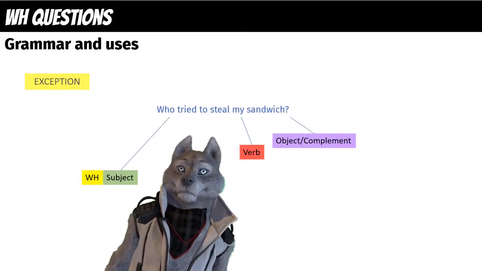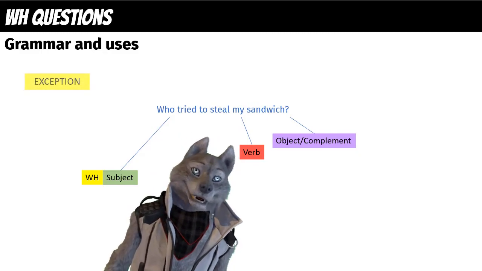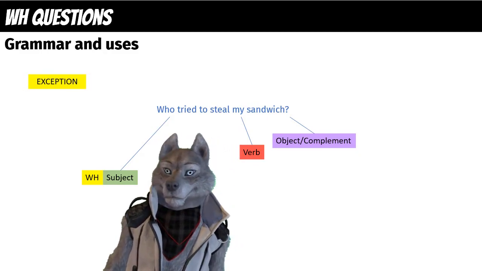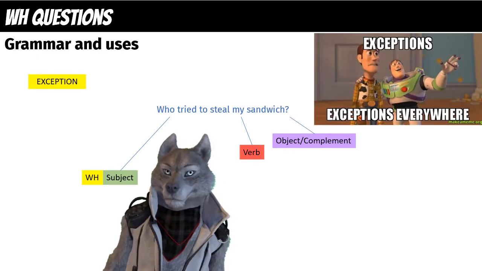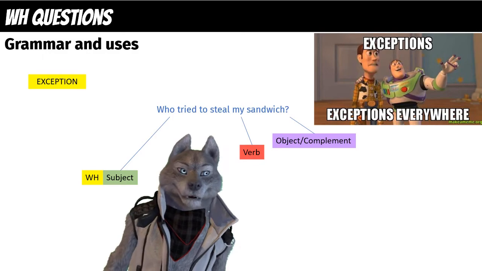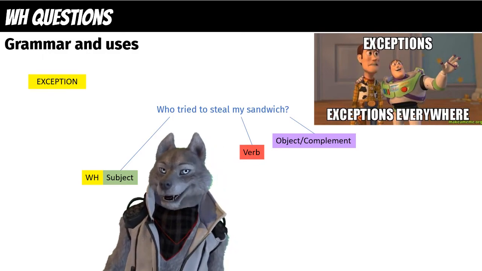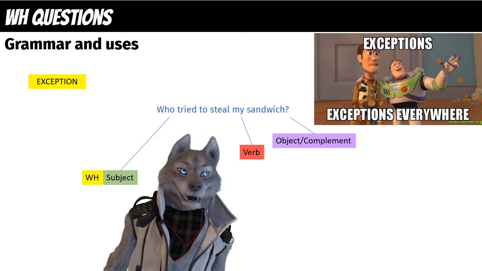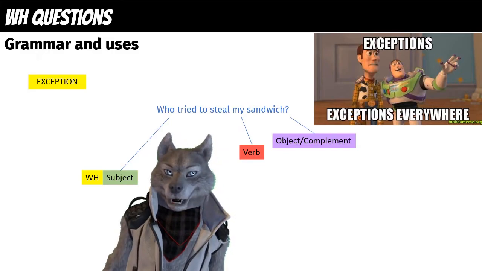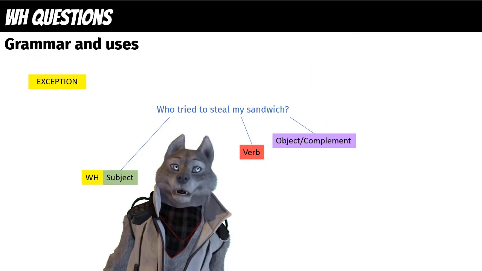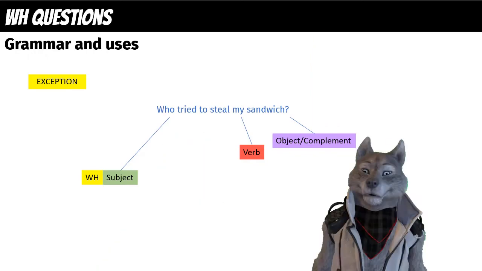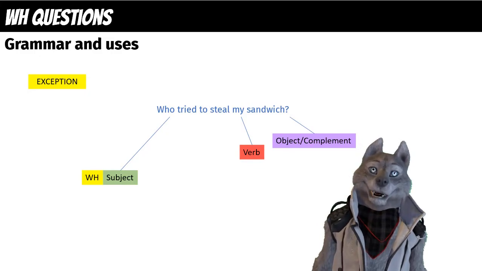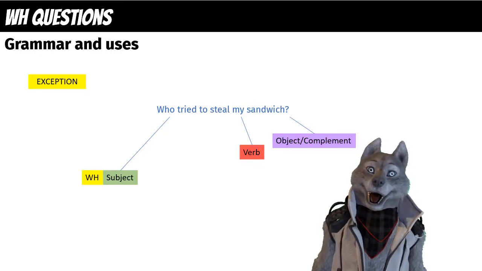And as usual, we have an exception, but later we can talk more about this, and it's WH questions as subjects, especially with who. Okay, so in this case, who tried to steal my sandwich? Really, who did it? Here, the WH and the subject are the same, so that's why we don't use auxiliaries. That's the only difference. But for now, we're gonna focus on the most typical questions using auxiliaries. Well, now let's see each WH with their actual use.